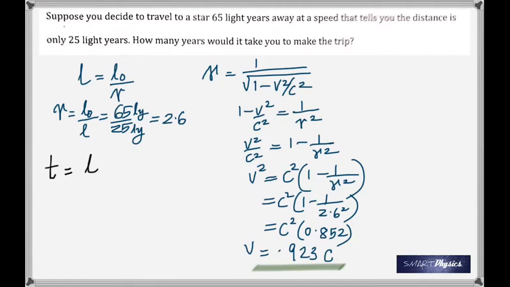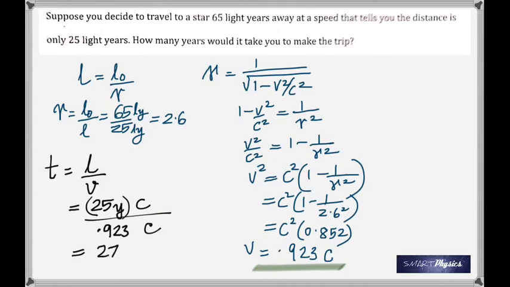And then, knowing that this is the speed at which the movement takes place, time is nothing but distance divided by speed, right? And the distance is 25 light years. Because the distance is in light years, you multiply with c, and the velocity is also in terms of c, so the c's both get cancelled, and you know that the answer is 27 years.